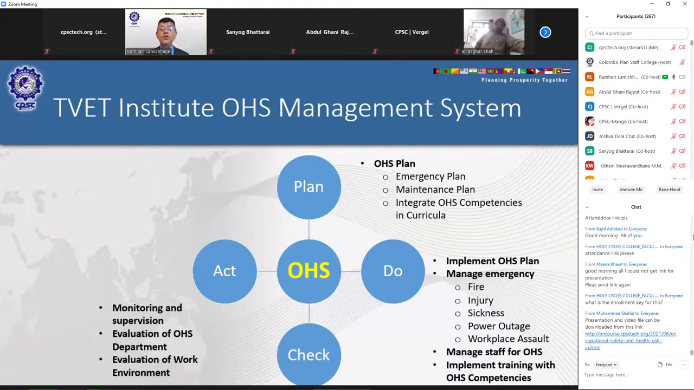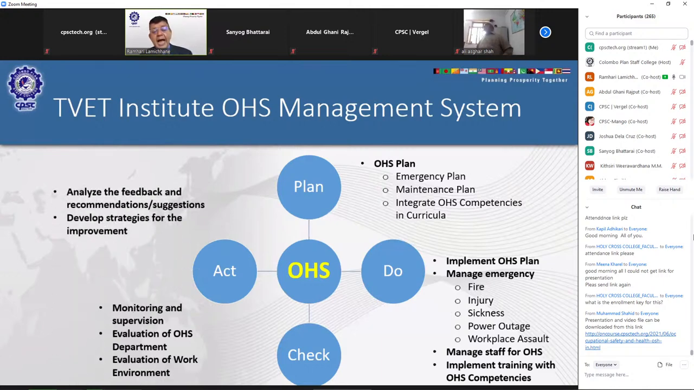So always we have to do evaluation of the work environment. To maintain the work environment is one of the key tasks of the TVET institution and industry. That's why, if we teach this system properly, and if our students are exposed to this OHS system in the TVET institutions, when they go to the industry, they can easily adapt and easily understand.